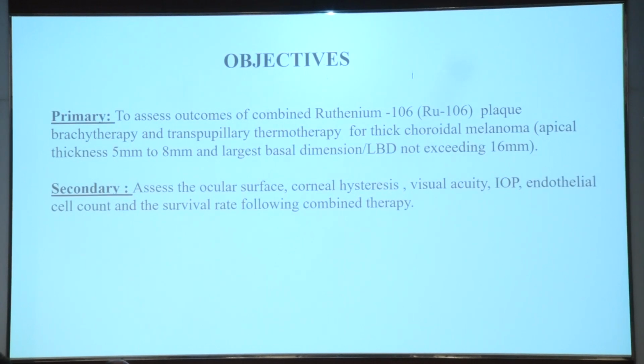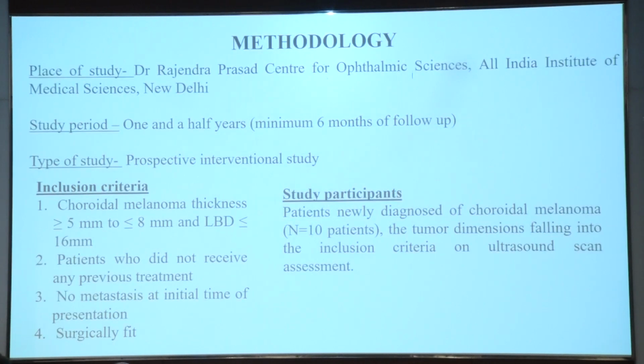We assessed primarily the outcome of the combined treatment and secondarily other parameters like ocular surface, hysteresis of the cornea, visual acuity, IOP, etc. The study period was 1.5 years. It was a prospective interventional study. The tumors we considered had apical thickness ranging from 5 mm to 8 mm and largest basal diameter not exceeding 16 mm. A convenient sample size of 10 patients was recruited.